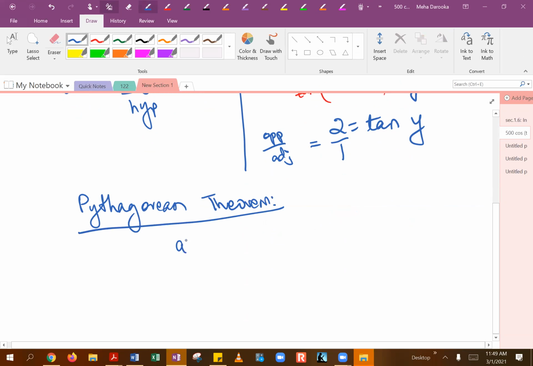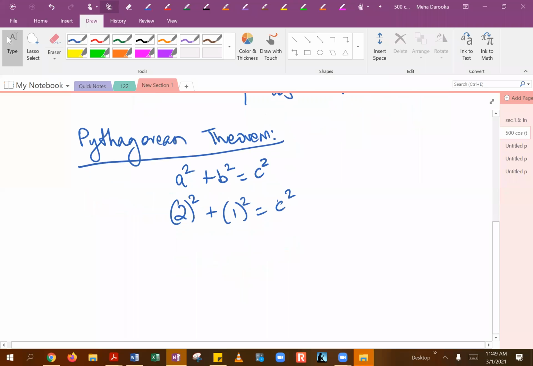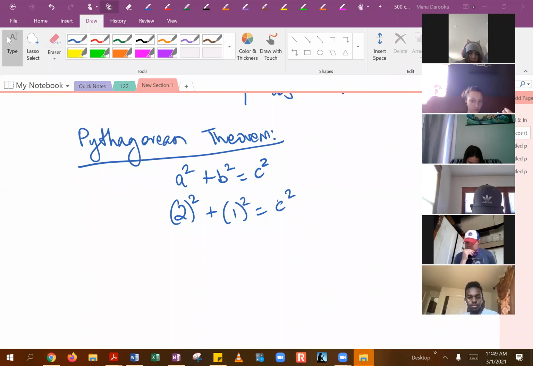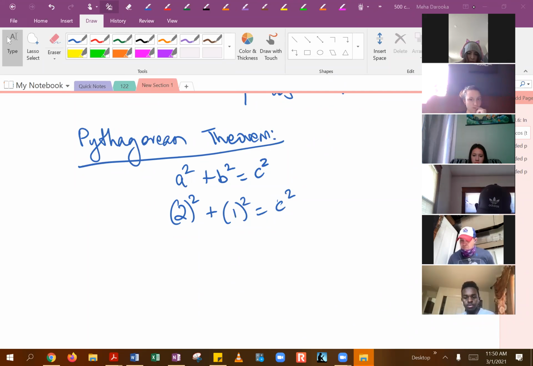So remember, Pythagorean is a square plus b square equals c square. So you can think of your a square value as 2 squared, b square as 1 squared. And then for our hypotenuse, we have to find the c square. So what do you think your hypotenuse value will come out to be? And don't convert it to a decimal answer if you don't get an integer answer. So let me see what you come up with for your hypotenuse using the Pythagorean theorem.